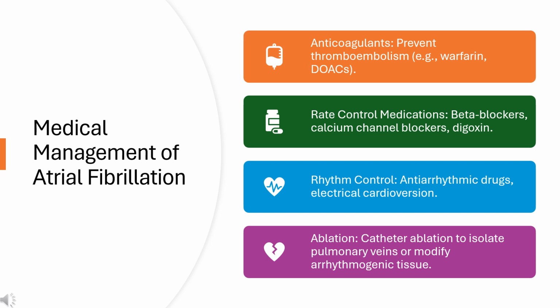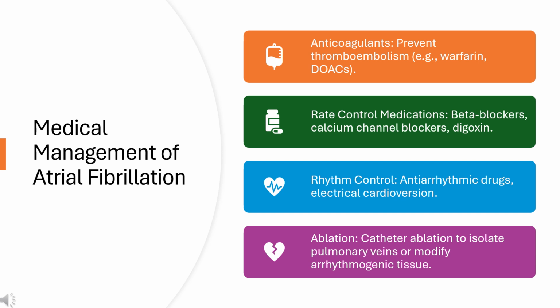Electrical cardioversion involves delivering a controlled electric shock to the heart to reset its rhythm back to normal. It is typically used when medications are ineffective or in acute situations. Patients are usually sedated during this procedure to avoid discomfort.